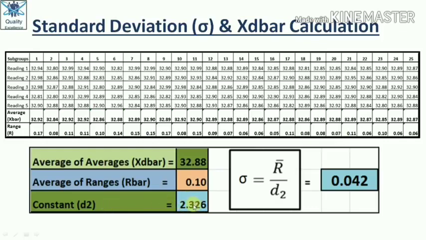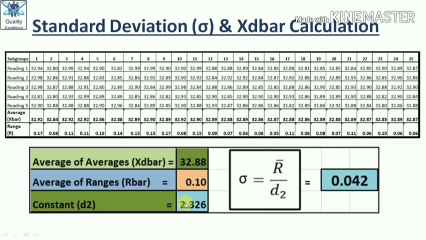You can find this in the constant table. If we take 5 subgroup size, then the constant which we have to consider is 2.326, D2, which we will need in calculation of sigma. So I have taken here D2, and this is for 5 subgroup size. So our 5 samples are there in one subgroup, and based on that, this is considered.